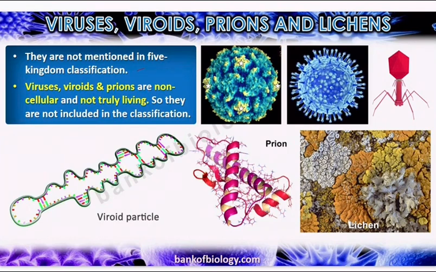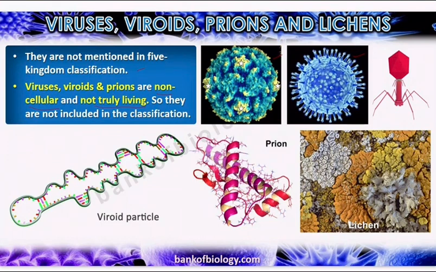So they are not mentioned in the five kingdom classification because they are separate. They are considered as the bridges between living and non-living organisms. Viruses, viroids, prions are non-cellular. Look at that. They don't have cells and are not truly living. So they are not included in the classification.